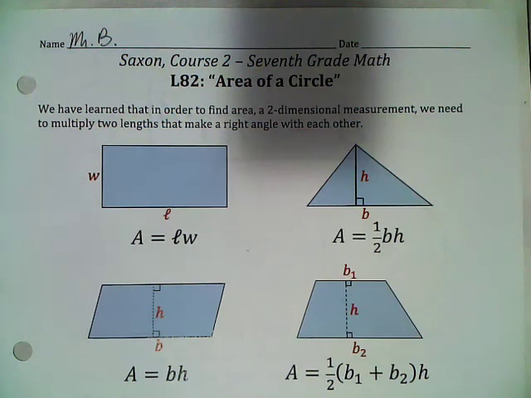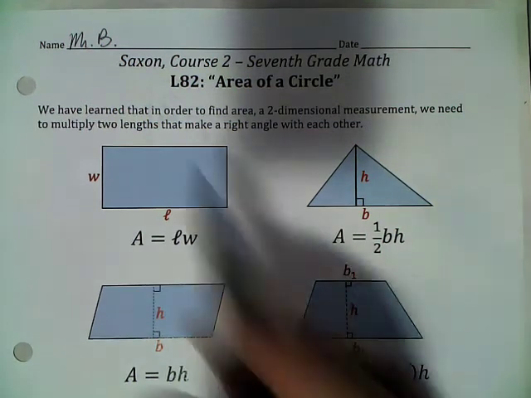This video is over lesson 82, area of a circle, and it is for my 7th grade math class. We have learned that in order to find an area, a two-dimensional measurement, we need to multiply two lengths that make a right angle with each other. So to find area, you've got to look for the right angle.